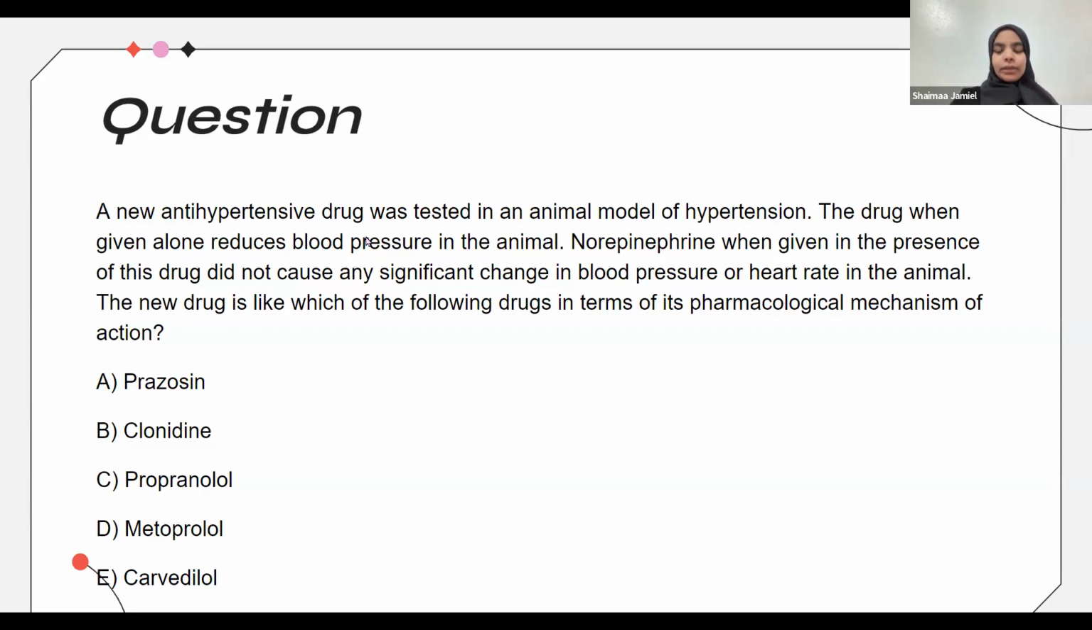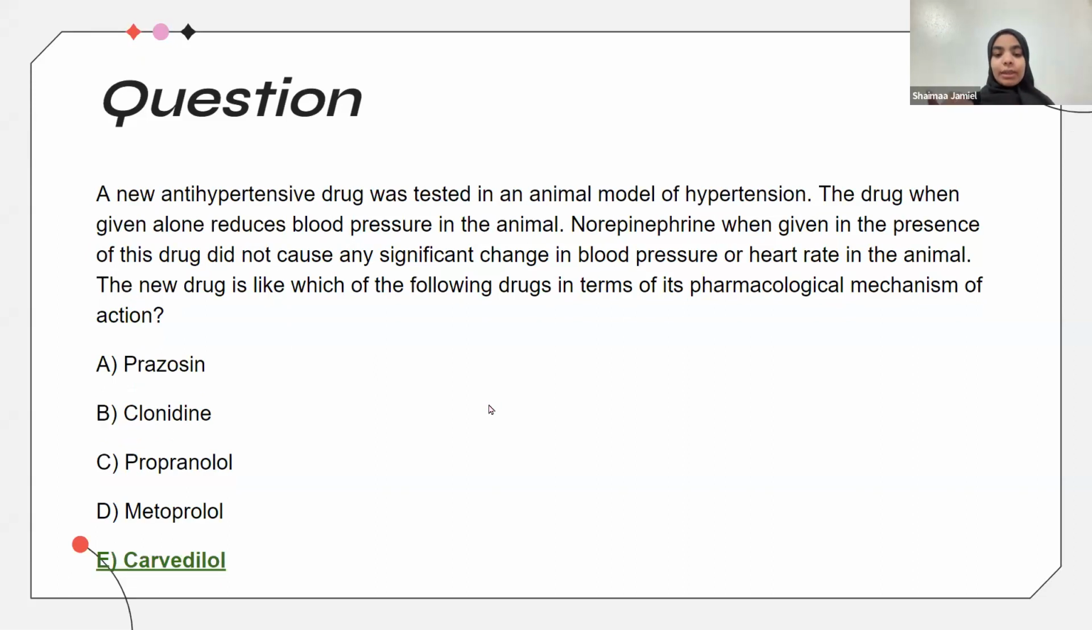Metoprolol, what does it block? Beta 1 and some 2, yeah, it's kind of selective. Carvedilol. Beta and alpha, yeah. So the answer will be E, okay? Because carvedilol and the other drug, which is labetalol, if that was an option, that would also be correct because it's gonna block both. Prazosin is only alpha, so if you gave norepinephrine, the heart rate might have increased because it binds to beta, okay? So yeah. Okay.